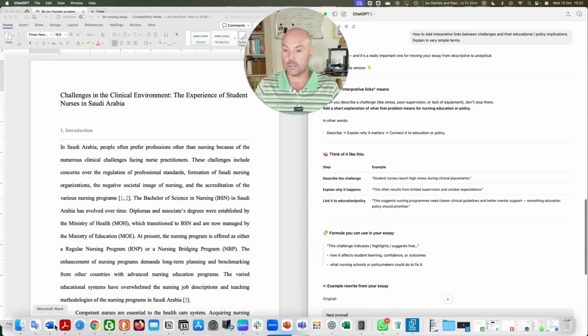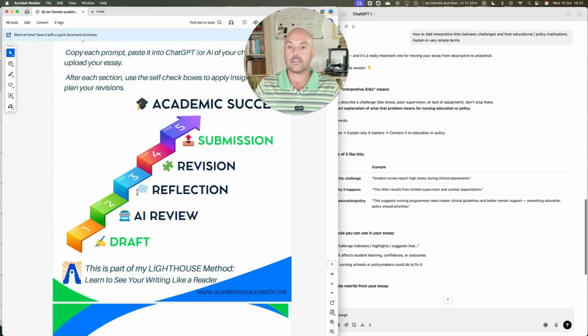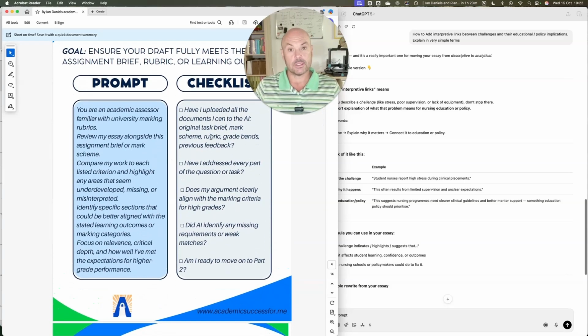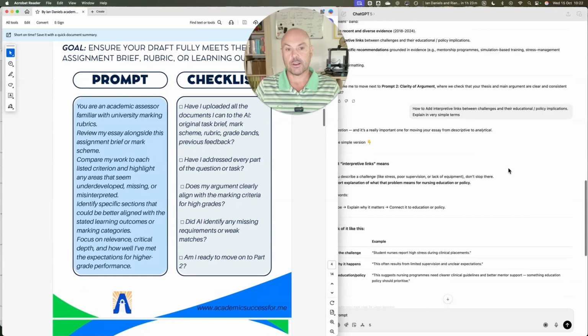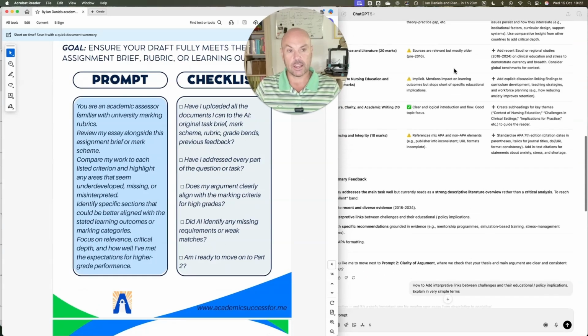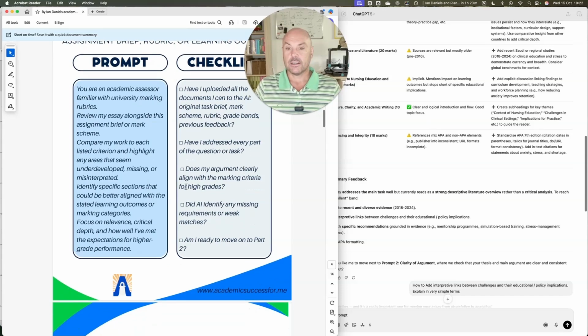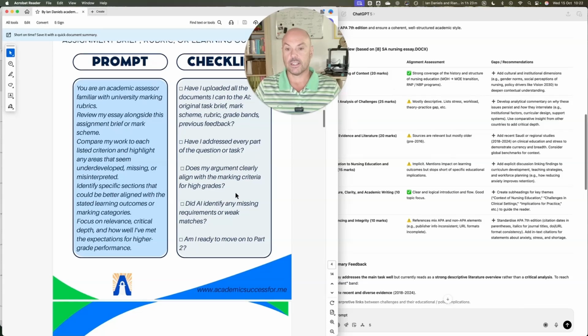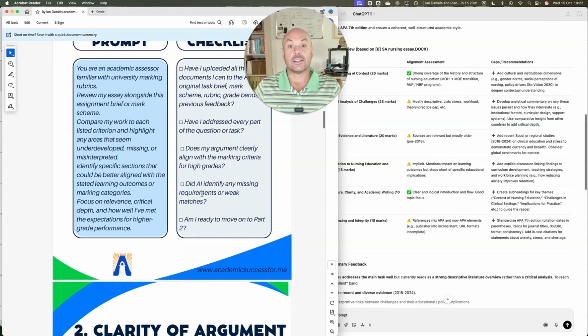So going back to the workbook, okay, we've done prompt 1. Have I uploaded all the documents? Yes. Have I addressed every part of the questions or tasks? Well, I've looked at them. I've done that. I'm going to save the references for later. Does my argument clearly align with the marking criteria? Seems to think so. Did AI identify any missing requirements or weak matches? Yes, it did. I'm going to come back to that.